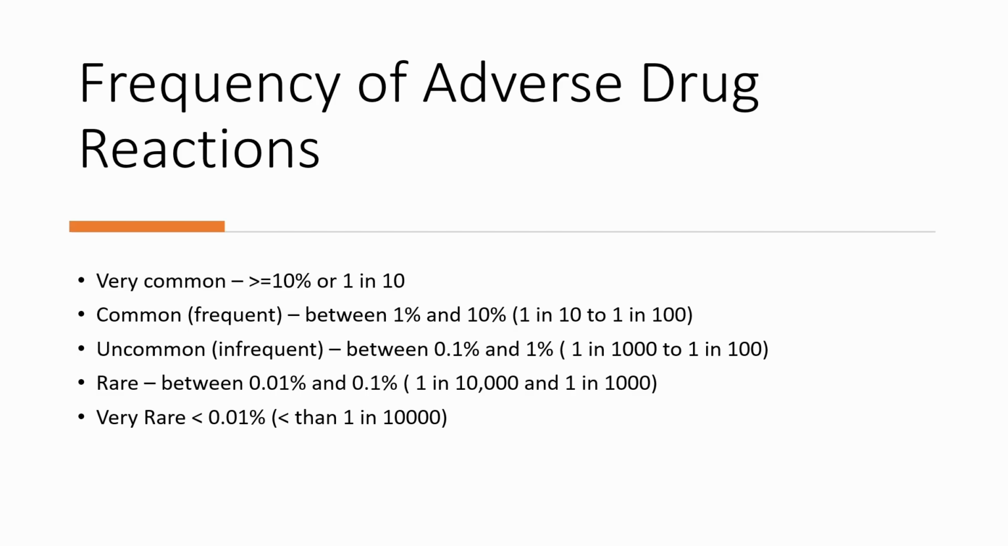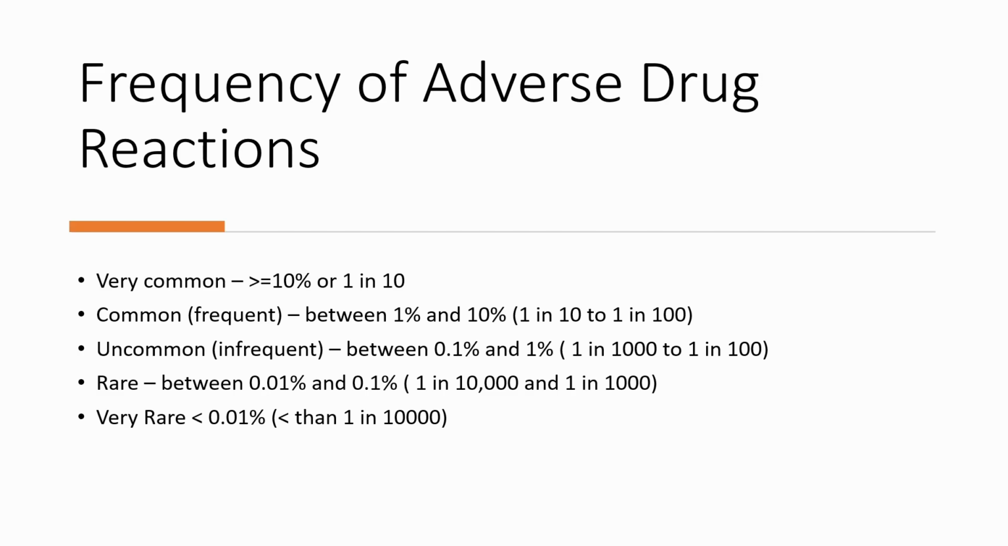So very common is 1 in 10, while very rare is less than 1 in 10,000. Take for example, AstraZeneca clots is 1 in 3.5 million. So that is a very low chance, and it's not even within this official chart of adverse drug reactions.